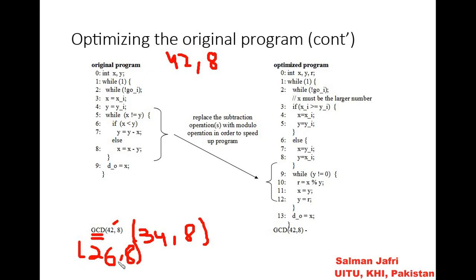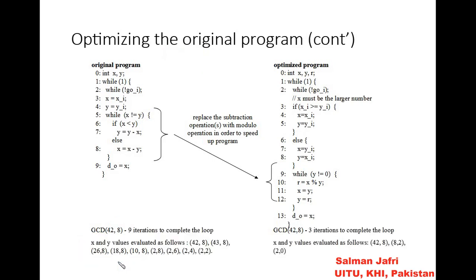So please carry this out and let me know the total number of iterations. So when we carry this out, the total number of iterations comes down to 9. First iteration was 42 comma 8, then 34 comma 8, 26 comma 8, 18 comma 8, 10 comma 8, 2 comma 8, 2 comma 6, 2 comma 4 and 2 comma 2.